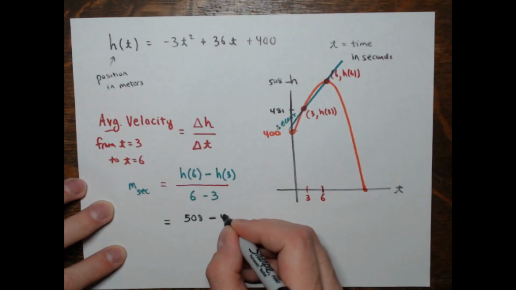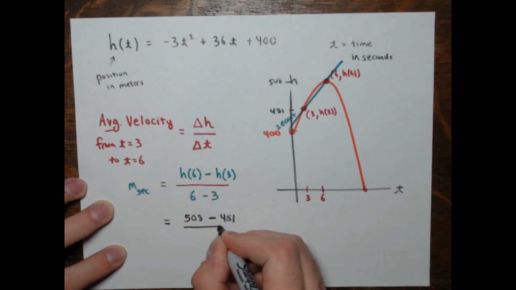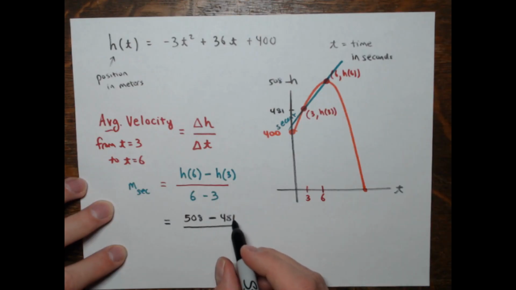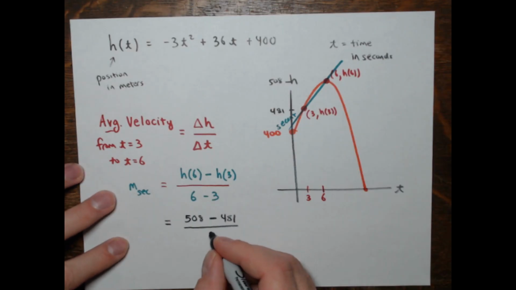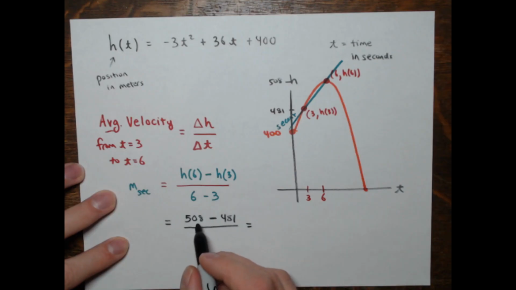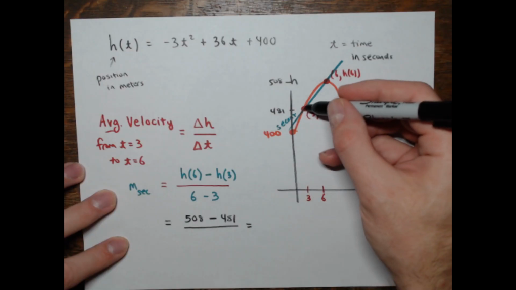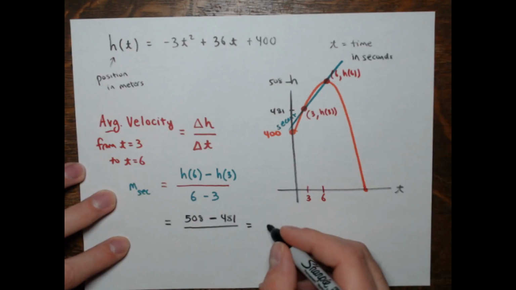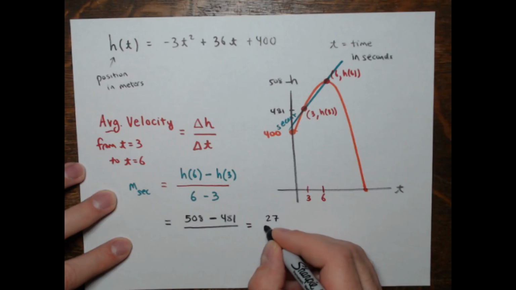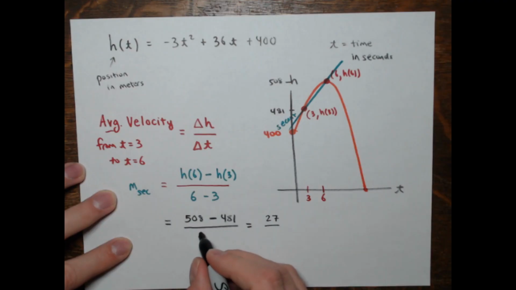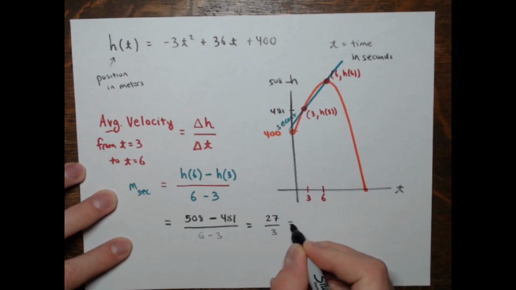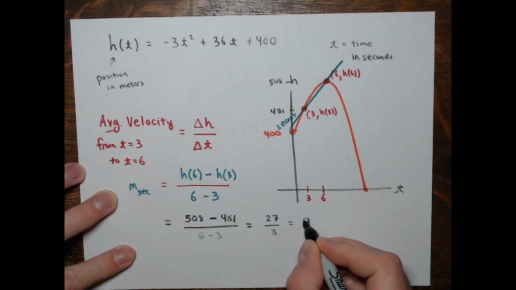So if I subtract those, that's 27. I can do that on the calculator. So from 3 seconds to 6 seconds, the height increased by 27 meters. So that's the change in height. And then the change in time is simply 3 seconds. And 27 divided by 3 is 9.